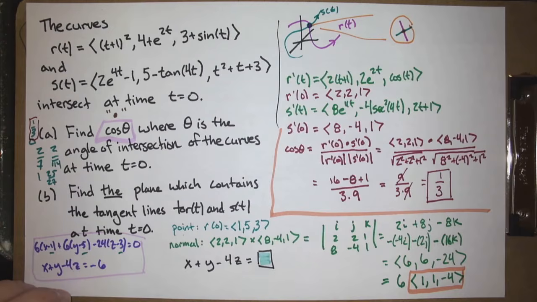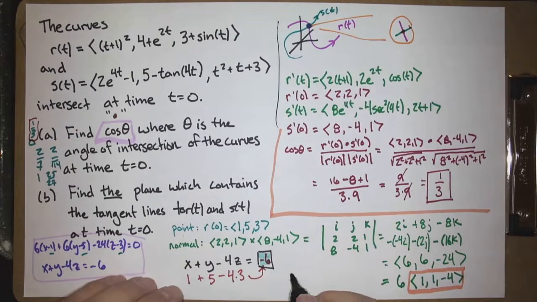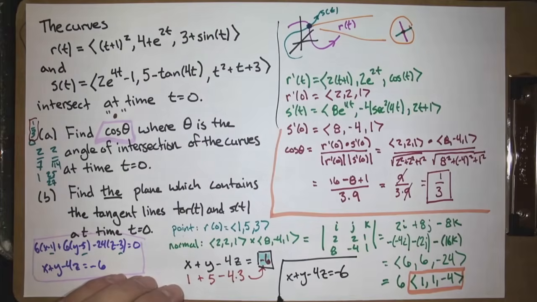What's the point of me asking this question? How do we find it? Oh, we plug in the point, right? So plug in 1 for x, 5 for y, and 3 for z. 1 plus 5 is 6, minus 12 makes negative 6. And so our final answer is x plus y minus 4z equals minus 6.